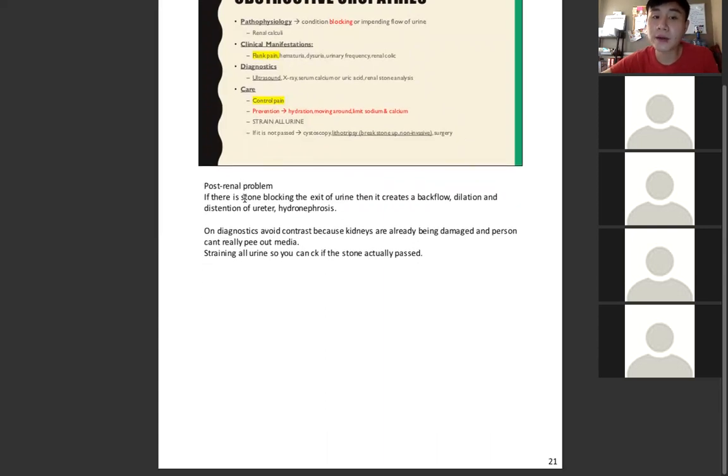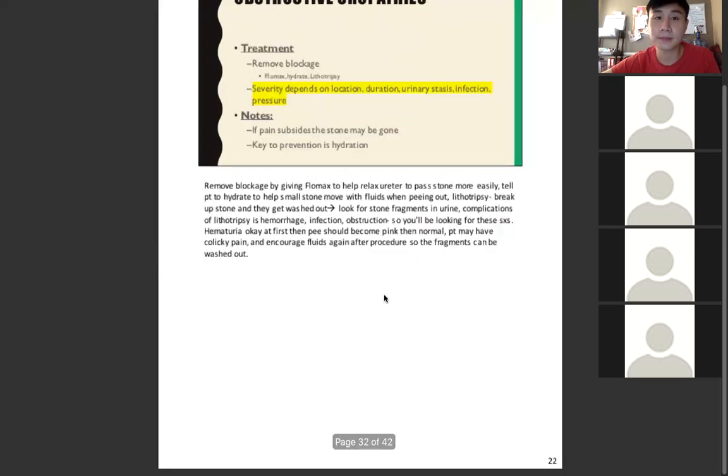Post-renal problem: if there is a stone blocking the exit of the urine, then it creates a backflow, dilation and extension of the ureter, and will lead to nephrosis. On diagnostics, avoid contrast because the kidneys are already being damaged and the person can't really pee out the media. Straining all the urine so you can check if the stone actually passed.